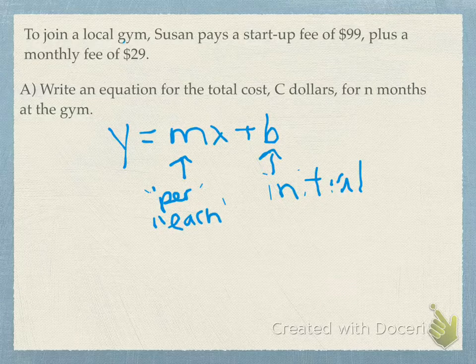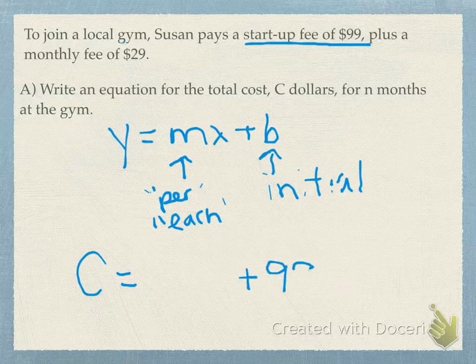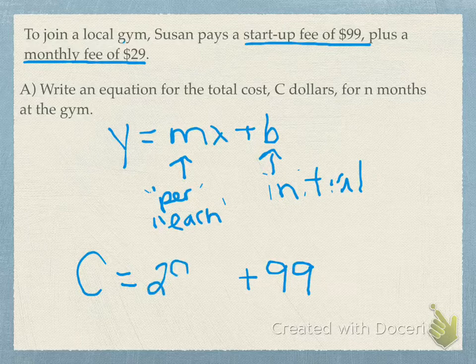So if we read this question, to join a local gym, Susan pays a startup fee of $99 plus a monthly fee of $29. Write an equation to represent. So the cost is going to equal, well, my startup fee is $99. That's how much it costs just to join the gym. So that's my initial rate. So b is $99. Plus, I have a monthly fee of $29, which means each month I have to pay an extra $29. So the equation that represents this scenario is C equals 29n plus 99.